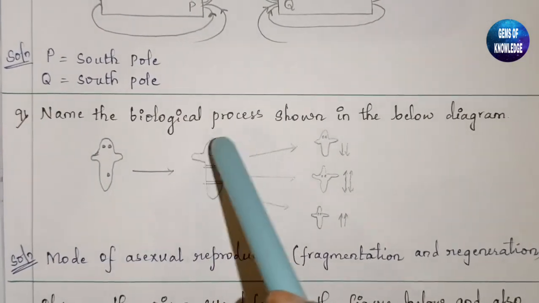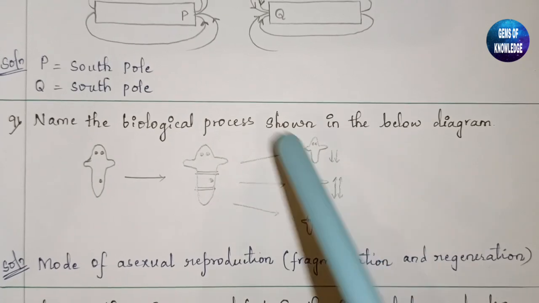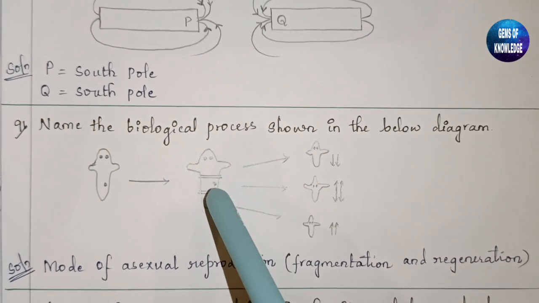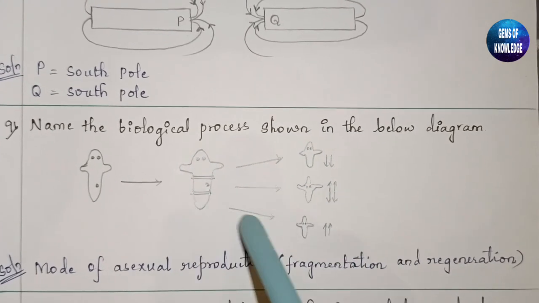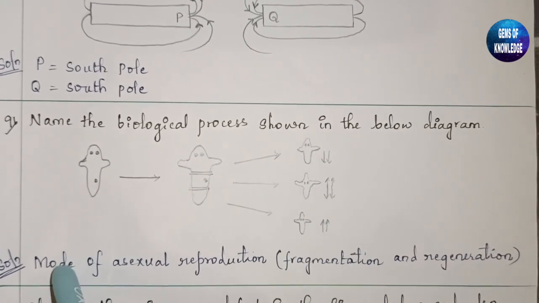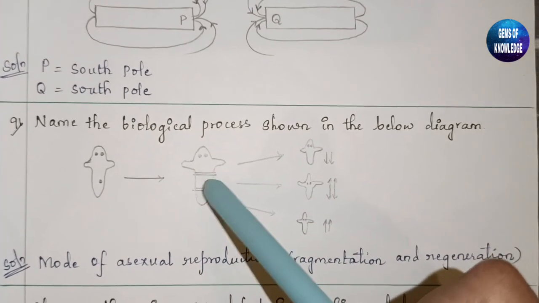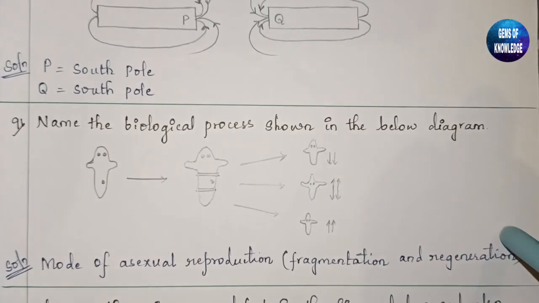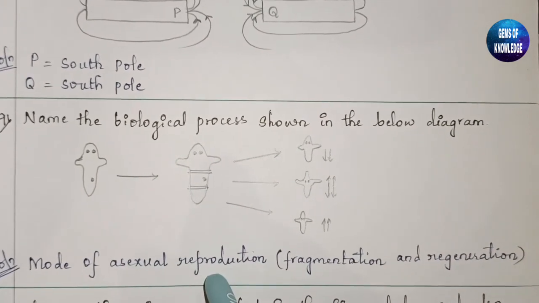Next, name the biological process shown in the diagram below. One diagram has been shown. This is planaria. It is cut into three different partitions, and each partition grows into a complete individual. This is nothing but a mode of asexual reproduction. You can see it is cut into fragments and the regeneration process is taking place. Mainly, planaria shows regeneration as a mode of asexual reproduction.